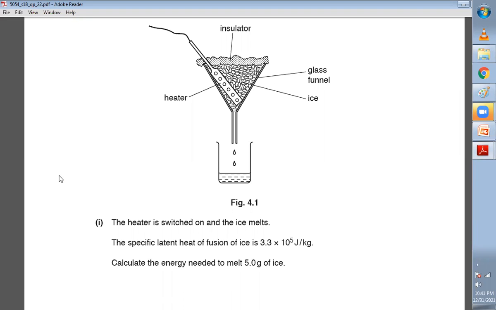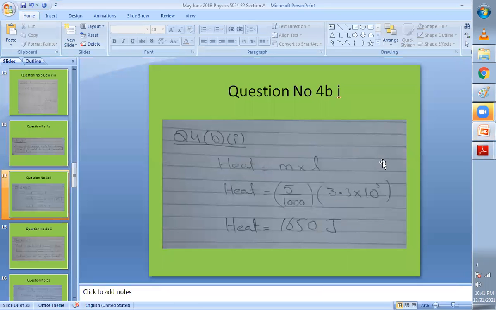So I know the specific latent heat of fusion, that is 3.3 × 10^5 joules per kg. And the ice which is melted is how much? It's 5 gram. The units here are not consistent with each other, so I will convert this 5 gram into kg and then I can use the formula. Heat is equal to M into L. That's the very famous formula, where heat is the heat needed, M is the mass, and L is the specific latent heat.